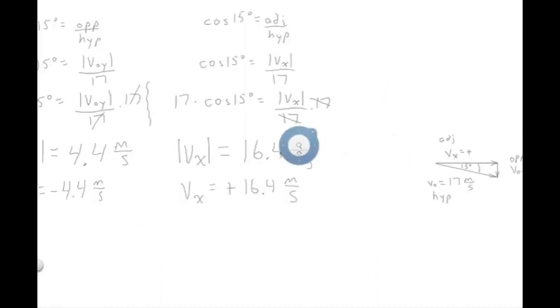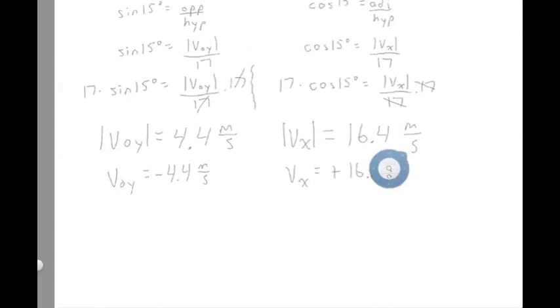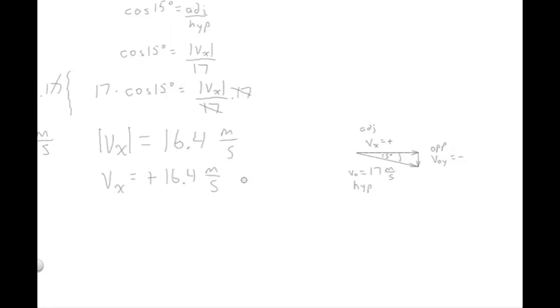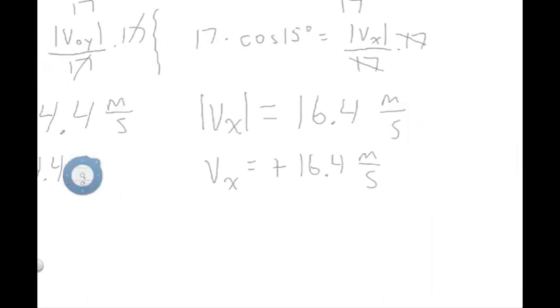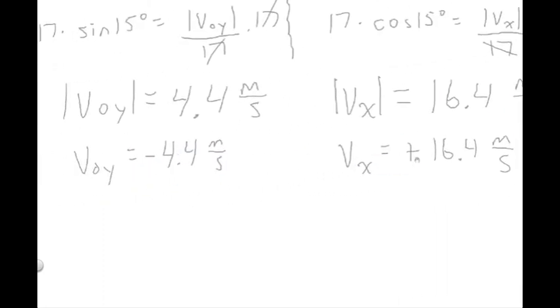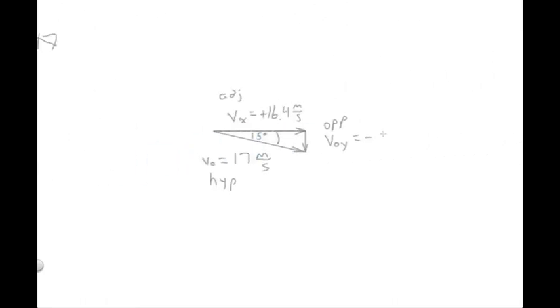All right, now we're ready to ask if these intermediate results make sense. And a good way to do that is to build them into our right triangle sketch. So our x component was positive 16.4 meters per second, and our y component was negative 4.4 meters per second.